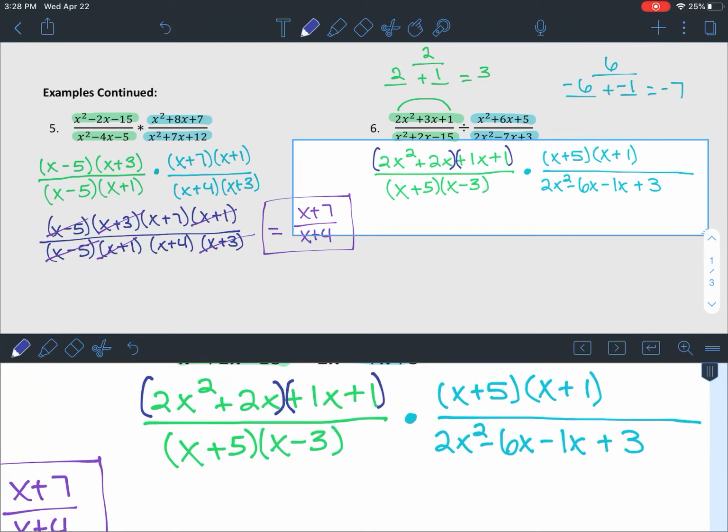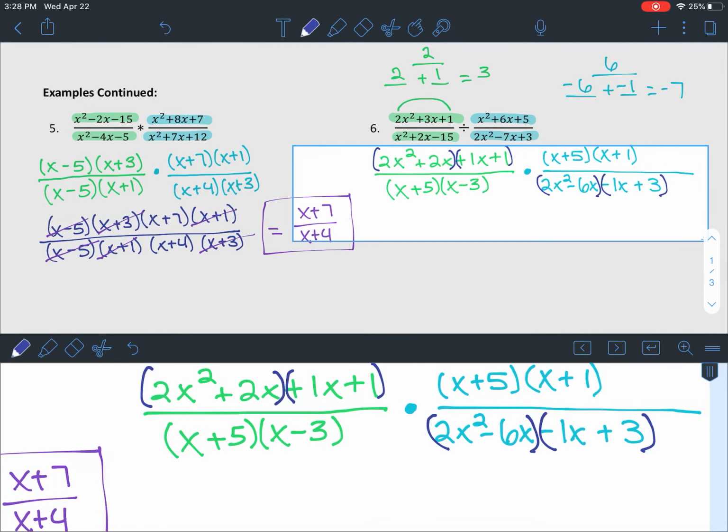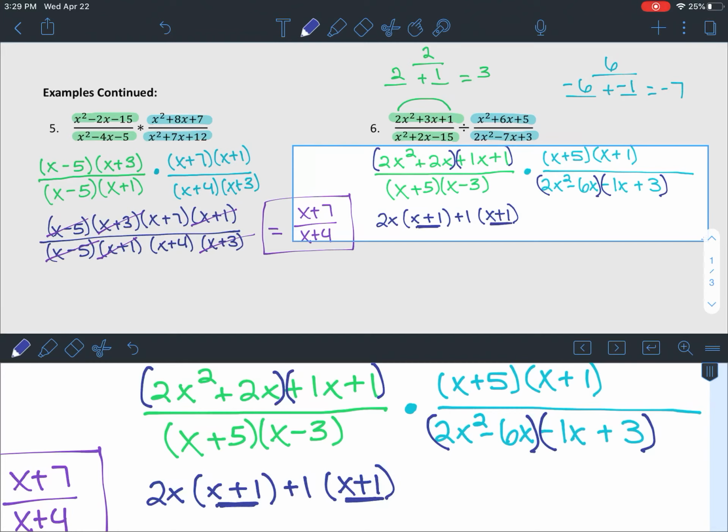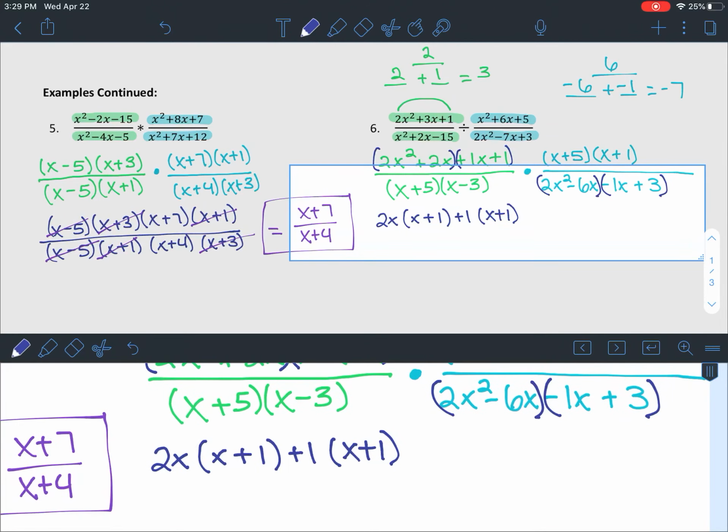From here, I'm going to group my tops and my bottom to factor once more. On the top, I look at what I can pull out, and I can pull out a 2 and an x. And if I do so, I'm going to be left with x plus 1. And then what can I pull out of the second parentheses? I can pull out a 1, and I would be left with x plus 1. So again, if you remember, we want our parentheses to match, which they do, and that makes me happy.